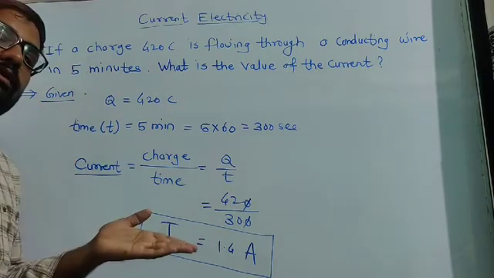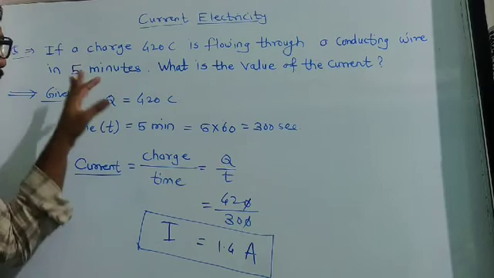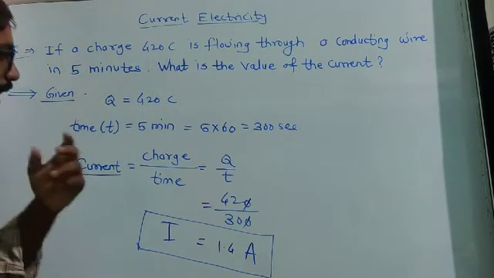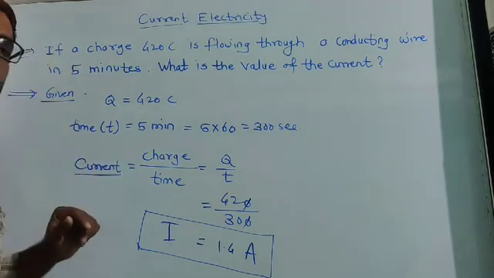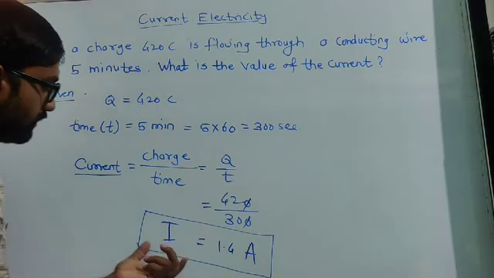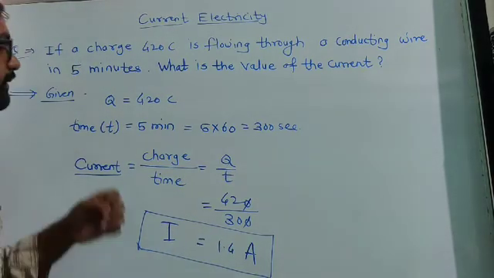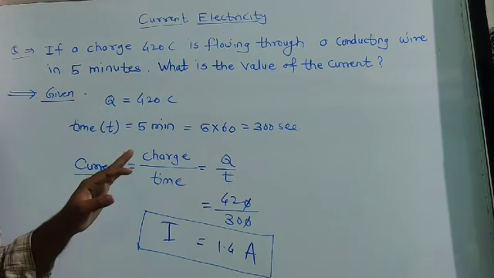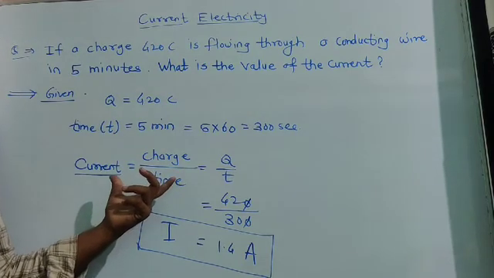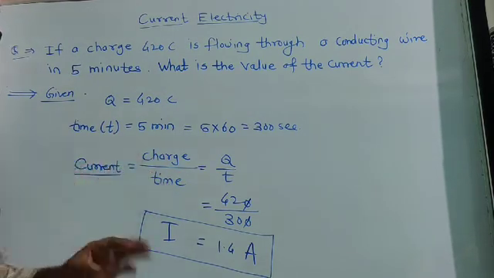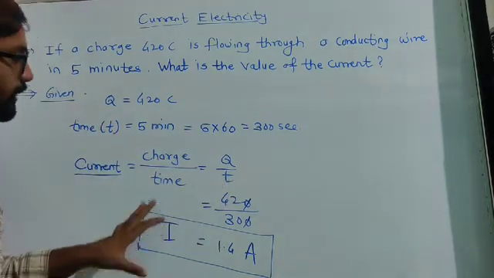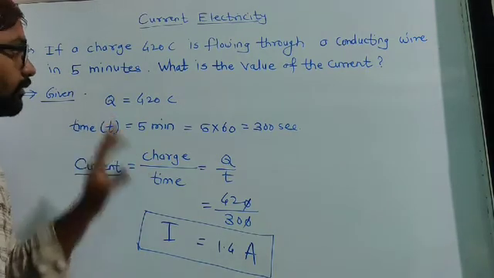Simply, here charge is given and time is also given, but time is given in minutes, so we have to do one conversion of time, from minutes into seconds, and take the ratio of charge and time. So it will be 420 divided by 300, which is 1.4 ampere. To solve this problem, one thing we have to know is this formula of current, which is nothing but the charge divided by time. By simply putting all the values in, we can easily solve this problem.